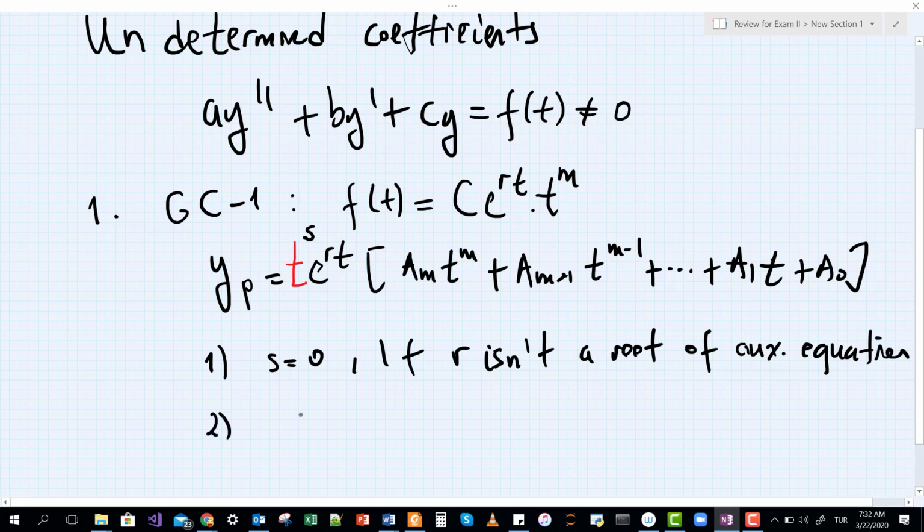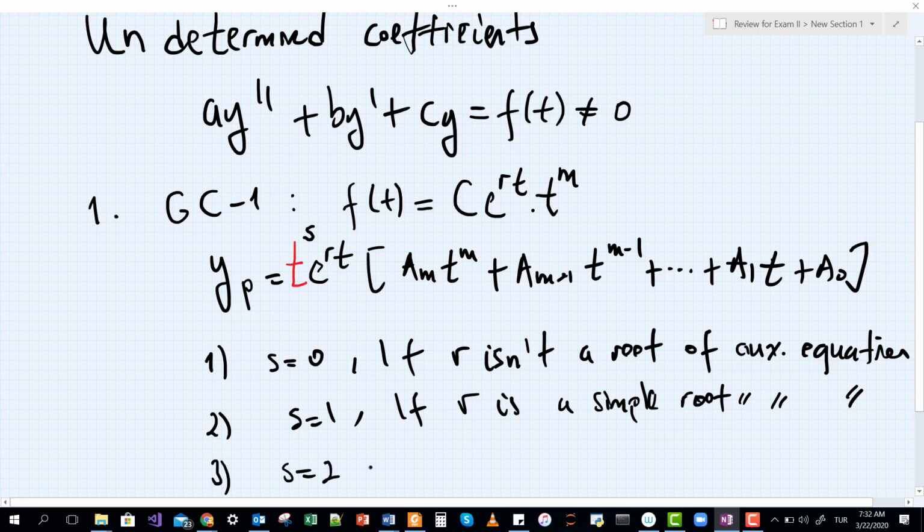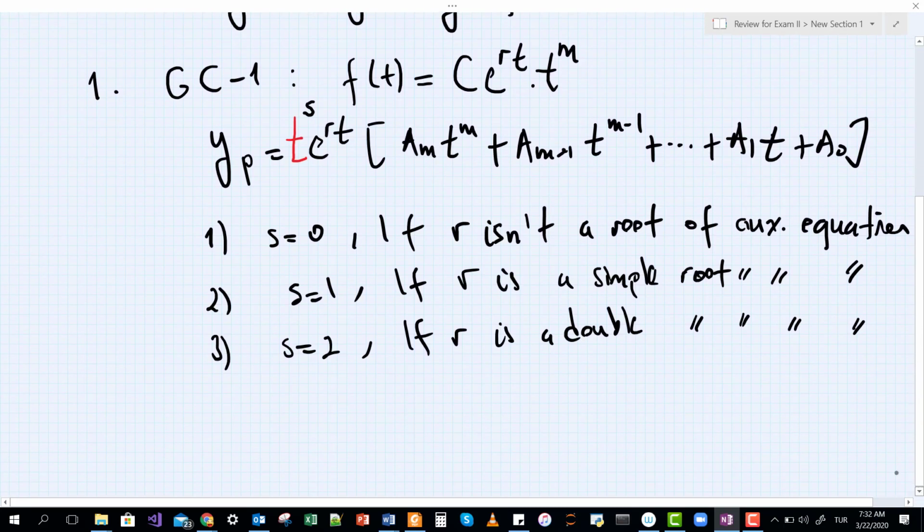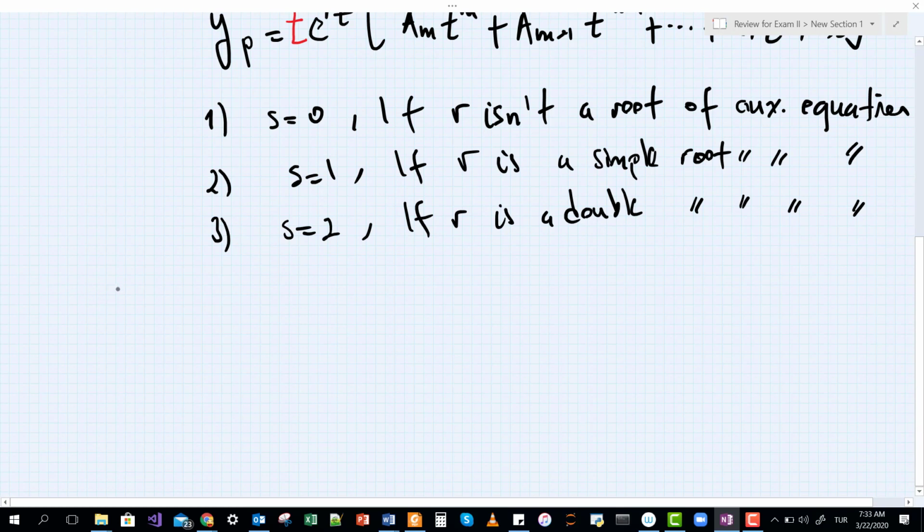Secondly, s is gonna be 1 if r is a simple root of the auxiliary equation, but s is gonna be 2 if r is a double root of the auxiliary equation. That was the GC1. So now we remember that, and we're gonna use it in solving the review problems.